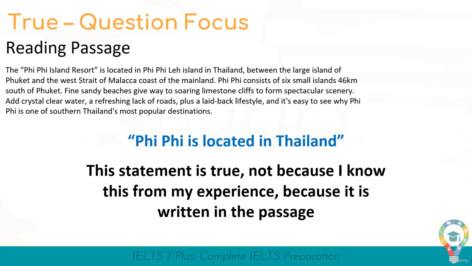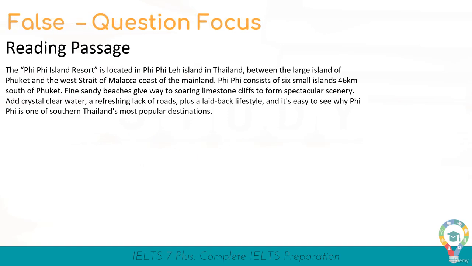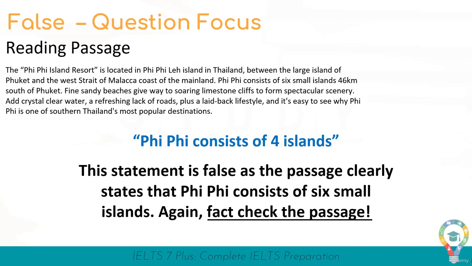Let's take a look at false. And here is a statement that is false. PP consists of 4 islands. Try and find in the passage where you can see that this information is false and incorrect. Yes, that's correct. PP consists of 6 small islands. This statement is false as the passage clearly says that PP has 6 islands.